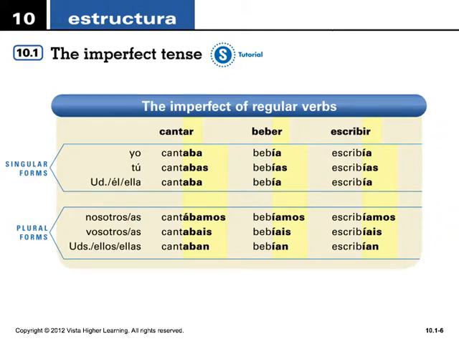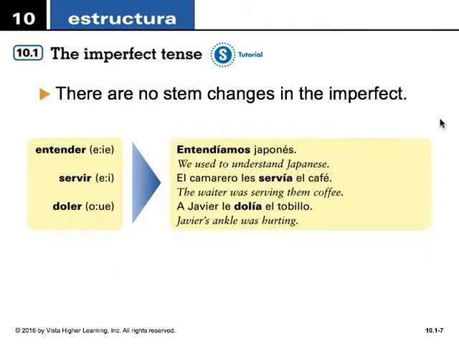So look at verbo cantar. We have cantaba, cantabas, cantaba, cantábamos con acento, cantabais, cantaban. Beber, bebía, bebías, bebía, bebíamos, bebíais, bebían. Escribir, escribía, escribías, escribía, escribíamos, escribíais, escribían. One awesome thing about el imperfecto is that there are no stem changes.